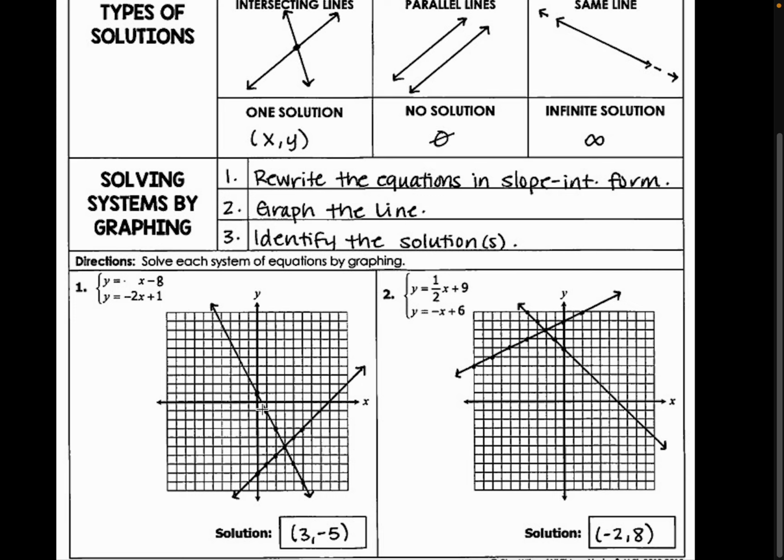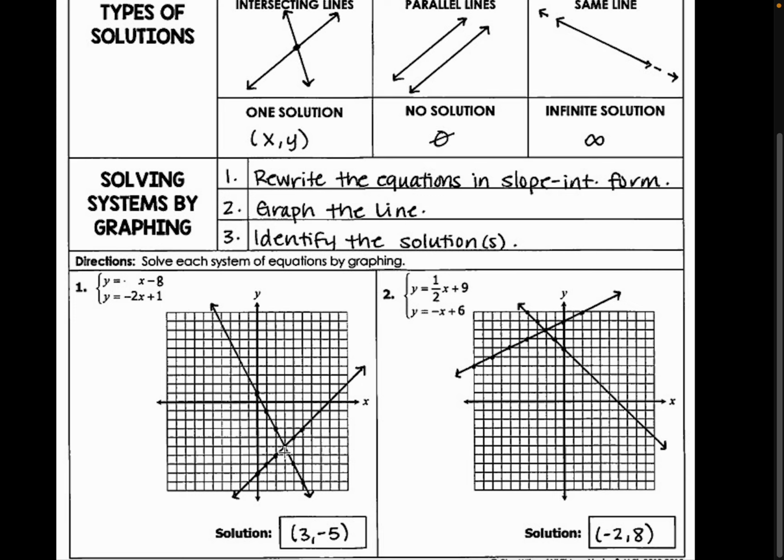On this first example for graphing, our equation is y equals 1x minus 8. So our y-intercept is at negative 8. Our slope is 1. We go up 1 over 1. And that's how we graph that first line. The second one is y equals negative 2x plus 1. So you start at your y-intercept of 1. Since your slope is negative 2, that means you're going to go down 2 and over 1. Down 2 over 1. And that's what the second line looks like.